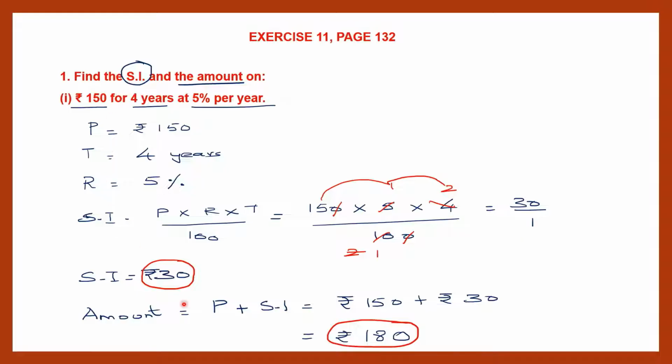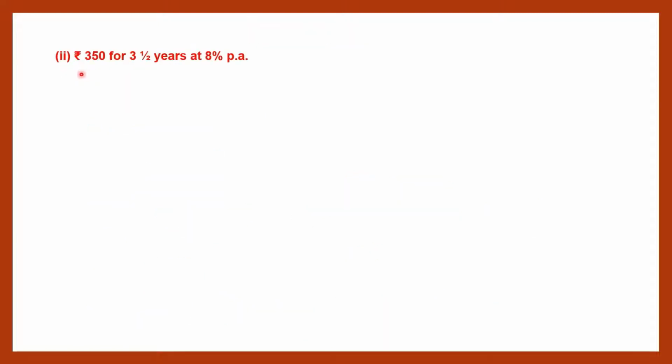So we've got the first part of our answer. Find the simple interest. We found it to be 30 and the amount we found it to be 180. Question 2. So now let's see what we've been given. So this will be the principal. Let's write it down. Principal is rupees 350. Now this is 3.5 years. That will be time. Time is 3.5 years.